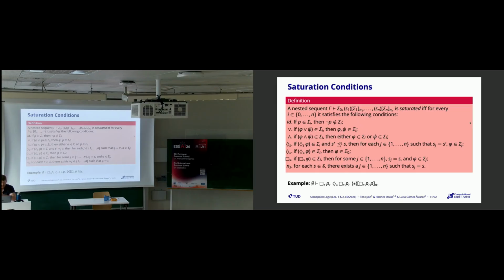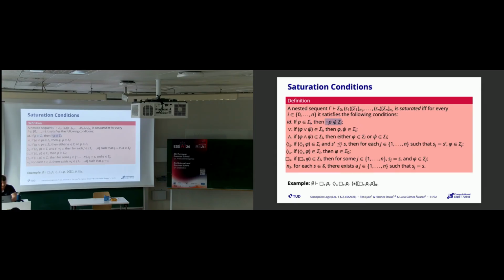So a nested sequent is determined to be saturated if and only if, for all of its components, the following conditions are satisfied. These saturation conditions have names which are very similar to the names of the rules. That's not a coincidence. Essentially, these saturation conditions ensure that a rule is no longer meaningfully applicable to a particular component of a nested sequent. So the ID condition says that if we have a propositional atom occurring within not a nesting but a component, then its negation must not occur there.